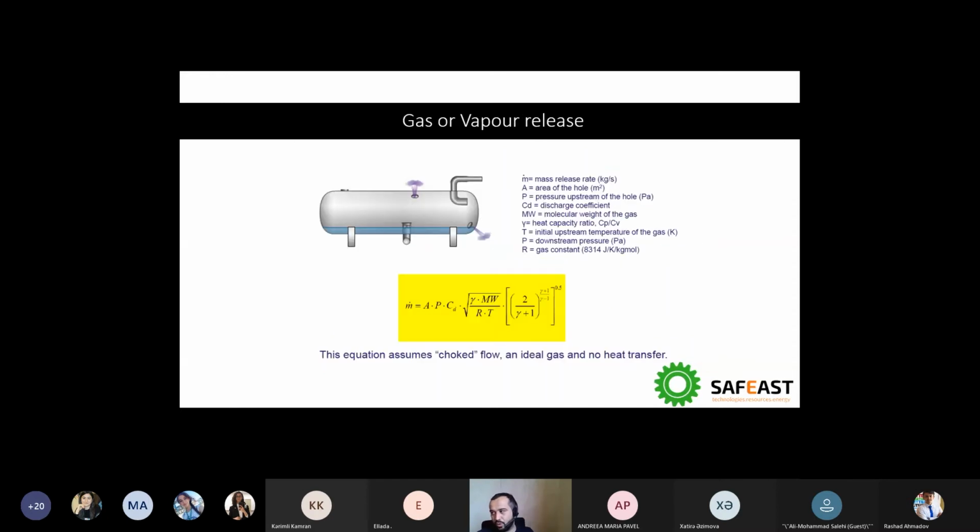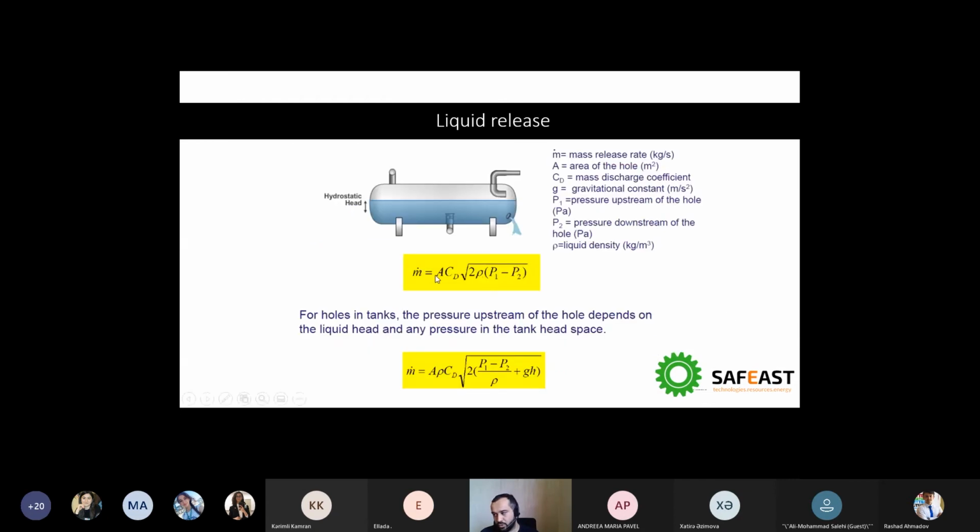And for gas or vapor release, again, we usually do a calculation to understand the mass release rate, and obviously it depends on the area of the hole and upstream pressure. Discharge coefficient is usually high for gas release, and sometimes it is very close to 1. In a liquid calculation, if you ignore the discharge coefficient and calculate, let's say, 10 kilograms per second, usually it's 6 point something in reality, because there is a discharge coefficient associated with this.